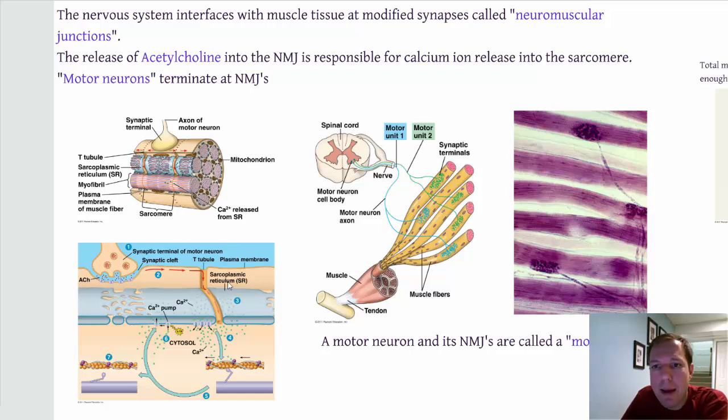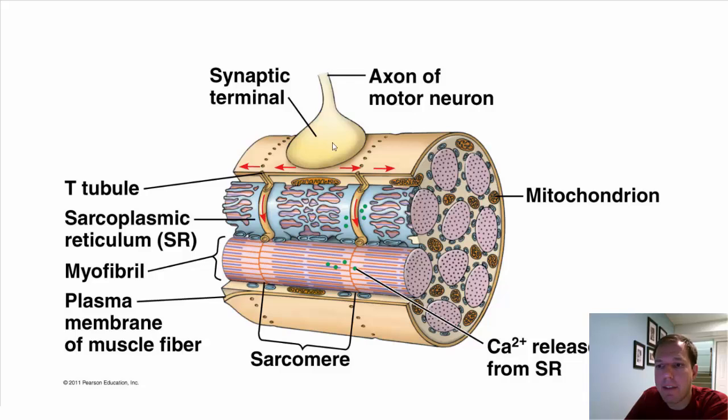So what's happening is that the release of calcium is going to be controlled by the nervous system. And there's a spot on these myofibrils called the neuromuscular junction, or NMJ. The neuromuscular junction is going to consist of a synaptic terminal. So we have the axon of a motor neuron. There is a synapse, a very, very small gap between the end of that axon and the myofibril. The axon is going to release acetylcholine into that synapse.